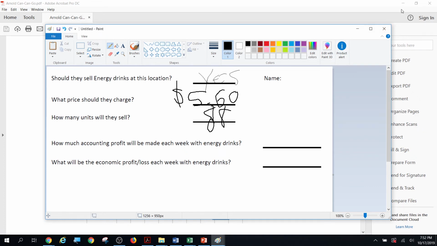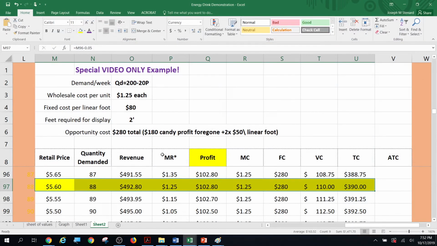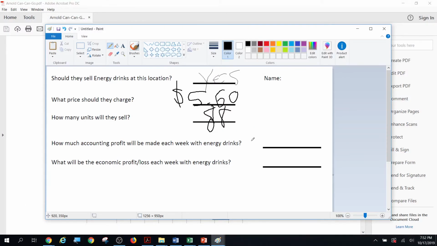So if we come back here, we say, which one is that? And if we didn't account for the lost candy sales, then we'd have to now. But since that did account for the candy sales, that 102.80 is actually economic profit. So the economic profit is 102.80.